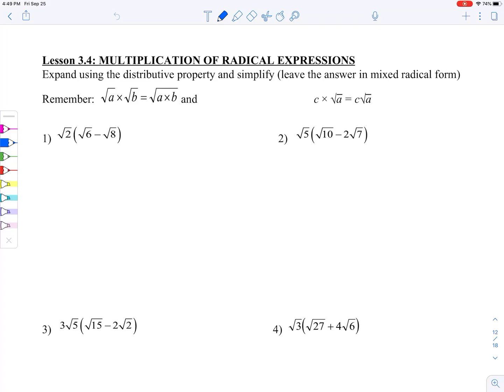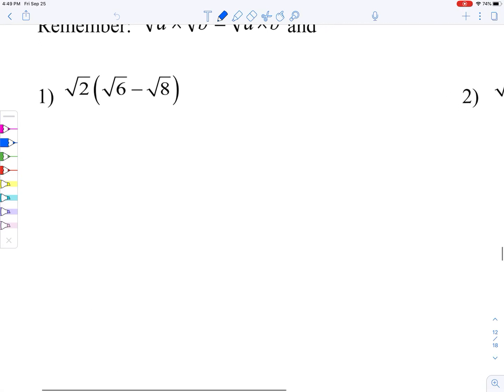Welcome to lesson 3.4, multiplication of radical expressions. So we're going to use the distributive property. We're going to simplify things at the end, leaving answers in mixed radical form. And we're going to remember that when we're multiplying two square roots that have different radicands, or different guts, we just multiply the roots. So let's take a look at the first question.